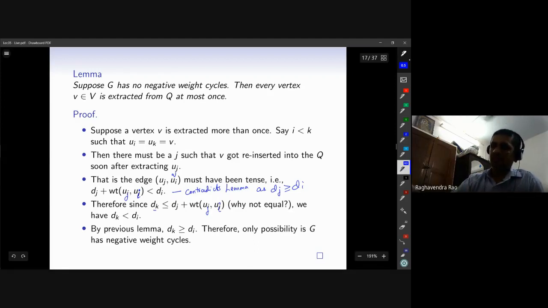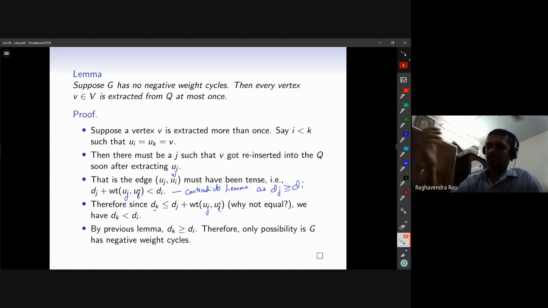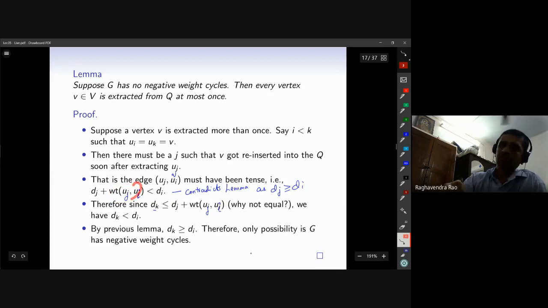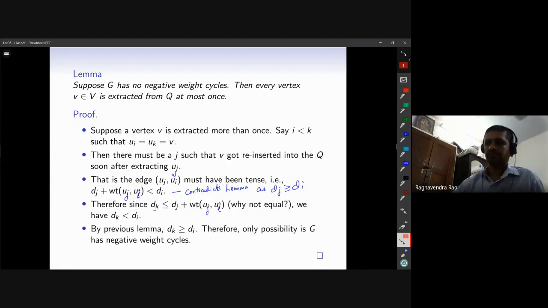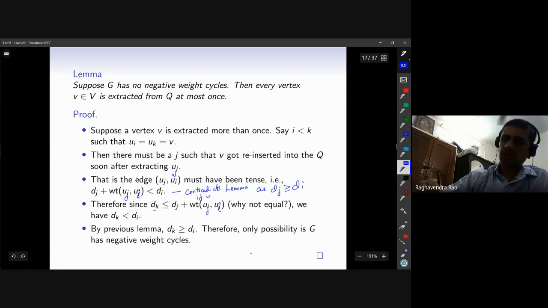But in any case, if you see this full argument, dk is less than or equal to this value. So hence dk is less than di. Even when the graph has negative weights but no negative weight cycle, this will contradict the previous lemma. So the only possibility is g has a negative weight cycle, at least one. Okay, you are right. If the weight is negative, then this is possible. If weights are non-negative.